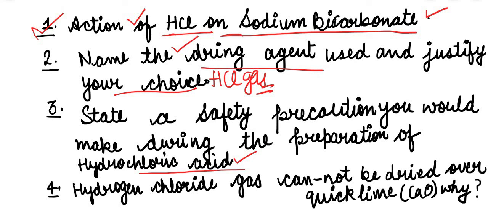Now the next question is: hydrogen chloride gas cannot be dried over quicklime. Why? There is no difference between this fourth and the second question, because in the second question he is directly asking for the drying agent you want to use, and in the fourth question he is asking why quicklime cannot be used. We notice that quicklime is a drying agent, but why can we not use it for drying hydrogen chloride?